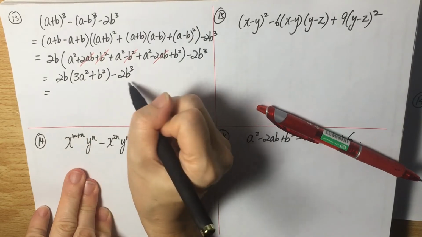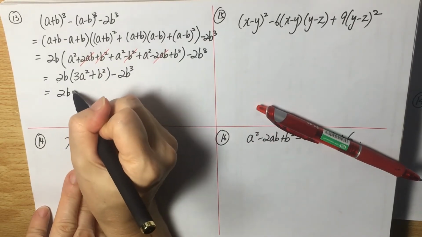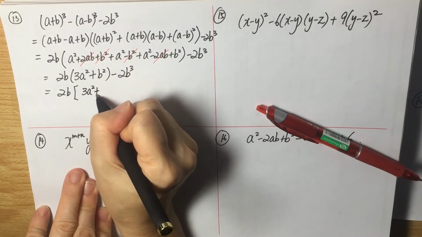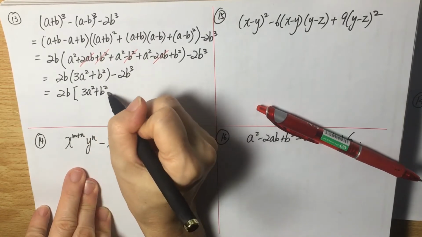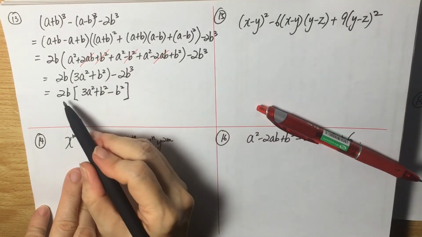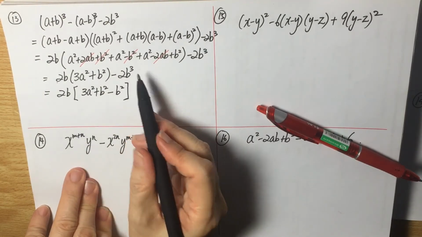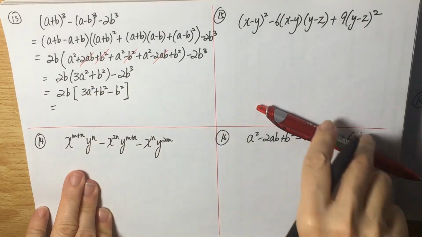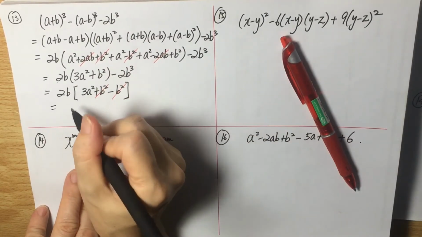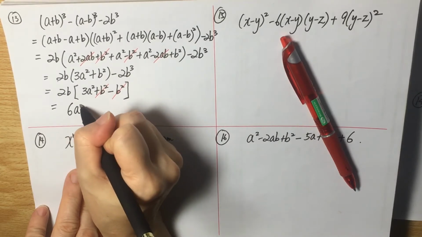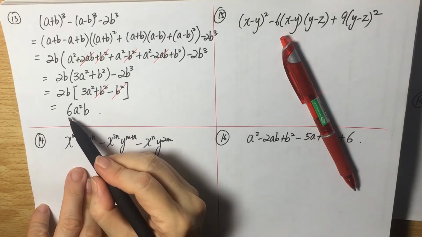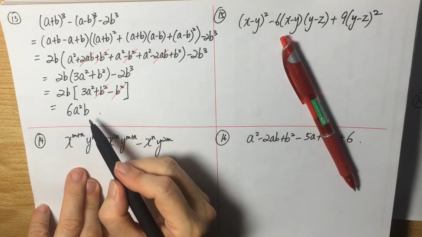Common factor 2b, so I take 2b out. So I'm getting 3a squared plus b squared minus b squared. Okay, because 2b times b squared is 2b cubed. So therefore, a plus and a minus again, and combine this, you have 6a squared b. So the product is 6 times a times a times b.